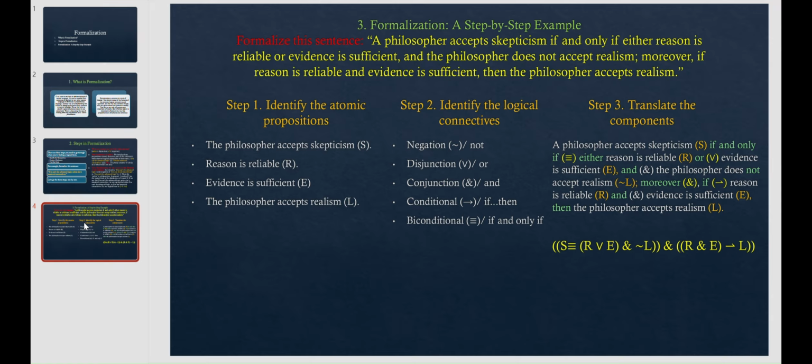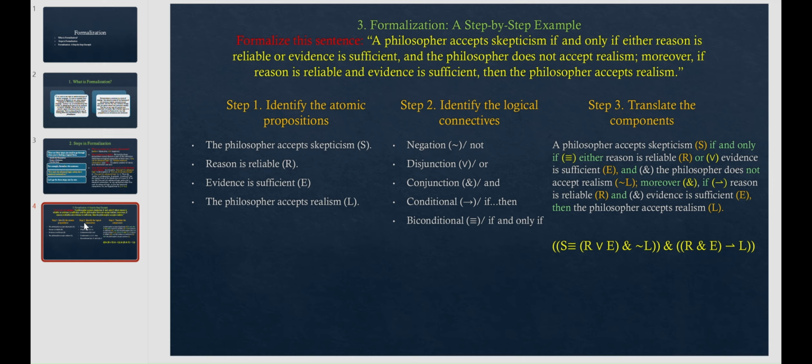Okay. And our step 2, identify the logical connectives. And we have used here 4 logical connectives. And you can see the names of all these connectives. Negation, it is not. Disjunction, it is either or. Conjunction, and. Conditional, if then, and biconditional, if and only if.